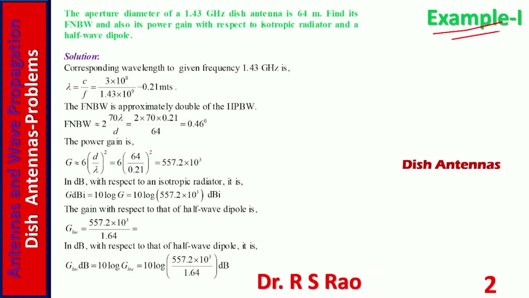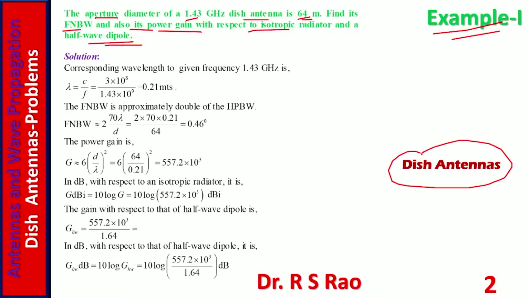Consider a problem, example 1. The aperture diameter of a 1.43 GHz dish antenna is 64 meters. Find its first null beam width and also its power gain with respect to isotropic radiator and then with respect to a half wave dipole. This problem is set on dish antennas.